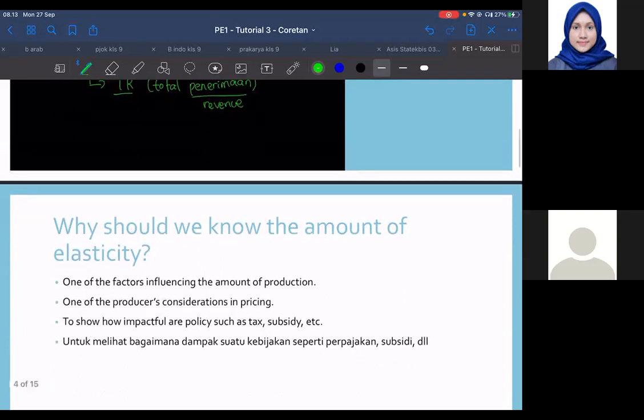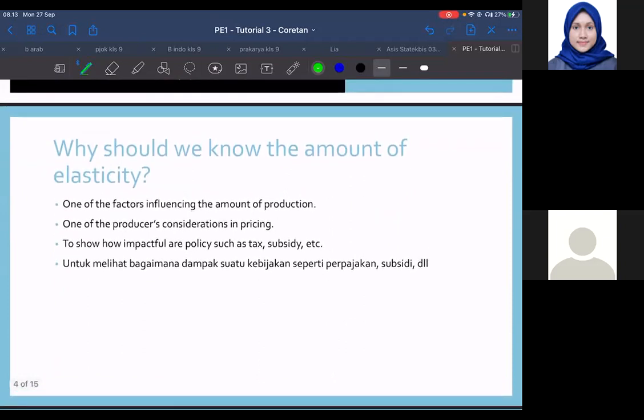But besides this, if we know the value of elasticity of one goods, we could know one of the factors influencing the amount of production. Maybe if the aggregate income of the society increases, then it will bring an increase in the quantity demanded. If the quantity demanded is increasing, producers will increase the production. So we should know here what is the effect of increasing income to increasing quantity demanded so that producers could calculate the amount of production they want to increase in that time, gitu ya.